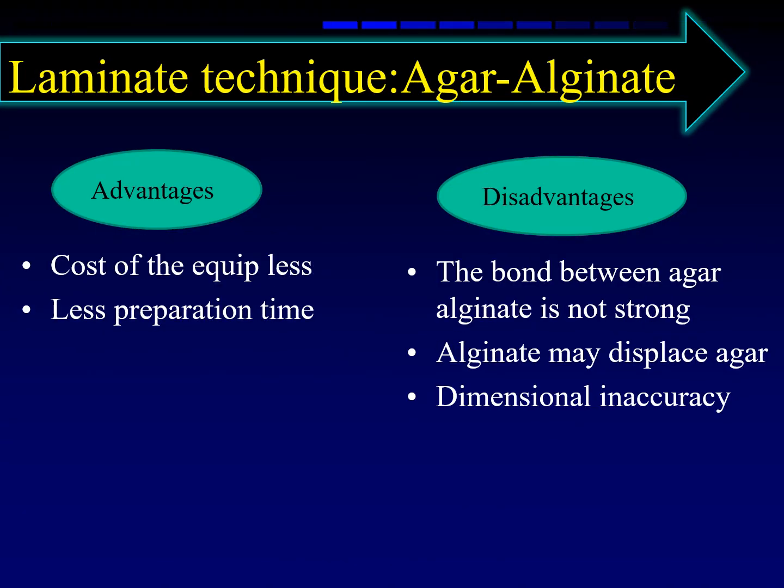Then I already mentioned one technique, the laminate technique, the agar alginate technique. Alginate material can be used for making only a primary impression or diagnostic impression. With this technique, we can use both the materials for making the final impression. So the advantages of this are the cost of the equipment is less and the preparation time is less. The disadvantages of this technique are the bond between agar and alginate is not strong. Alginate may displace the agar impression material in the tray and be dimensionally inaccurate.